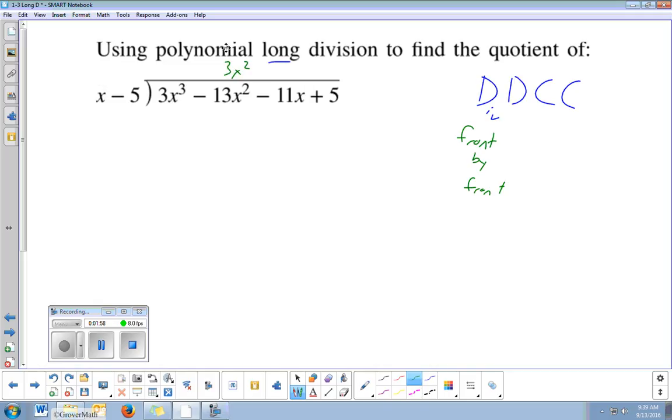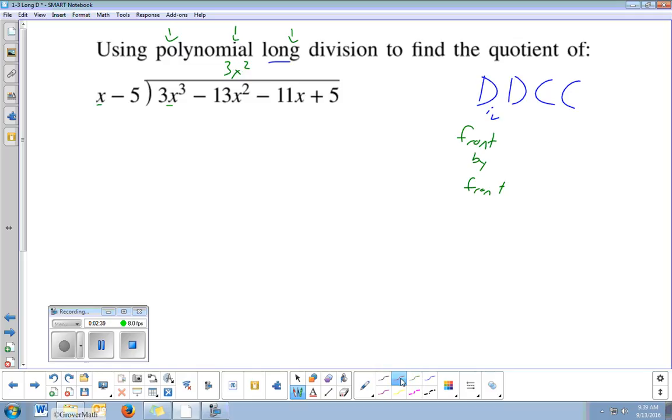The reason I put it here is because everything is going to be lined up in columns. Anything with an exponent of 3 is going to be lined up over here. Anything with an exponent of 2 is lined up over here. Exponent of 1, and all the constants will be on the end. So the first thing you need to know is you need to have everything lined up properly to keep the order and the structure. So 3x cubed divided by x is 3x squared. You could also think reverse multiplication: this times what is this? Well, times 3x squared. But it's just division, monomial divided by monomial. That's the first step.